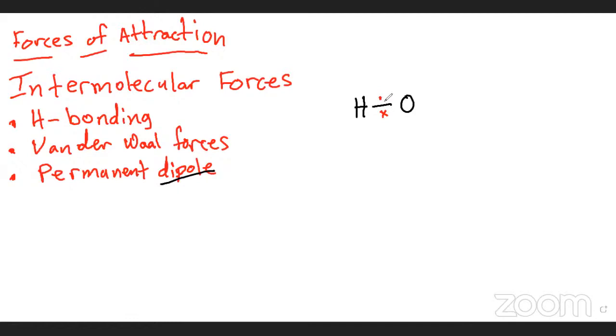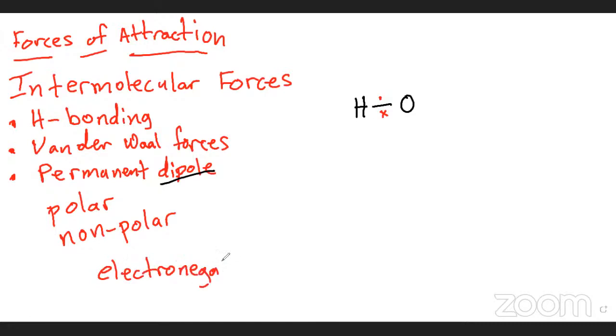All right, so these two electrons, they are not shared equally. So when we explain this term dipole, I also want to add the terms polar and non-polar. To understand the intermolecular forces, we need to understand the terms polar and non-polar, which will give rise to the dipole. Polar and non-polar come about because of the next term, which is electronegativity. So to understand the whole intermolecular force, we're going to look first at electronegativity, and that is what will lead to bonds being polar and non-polar.